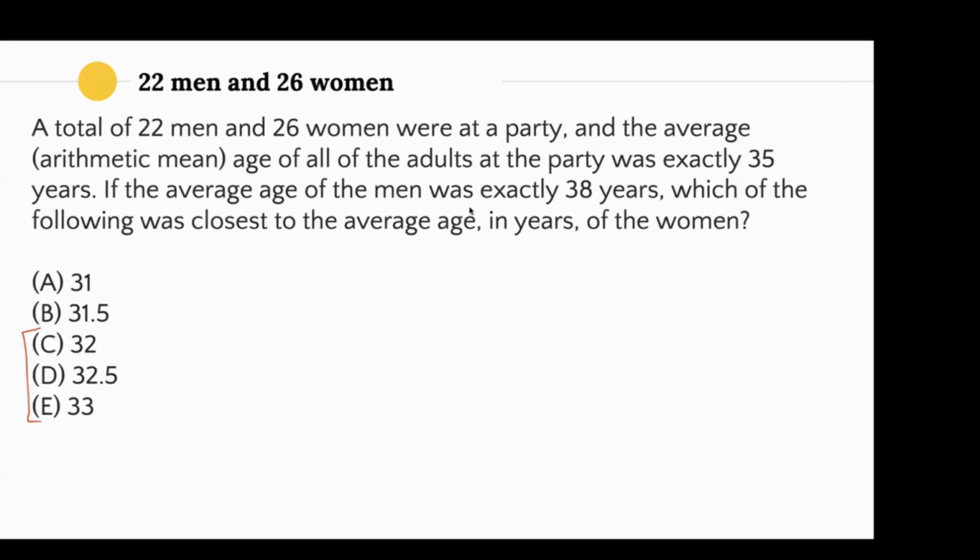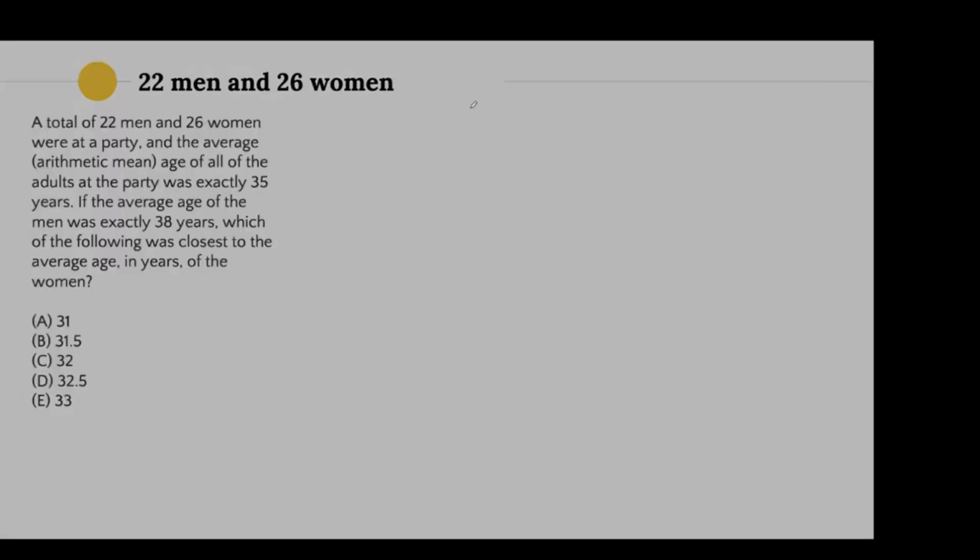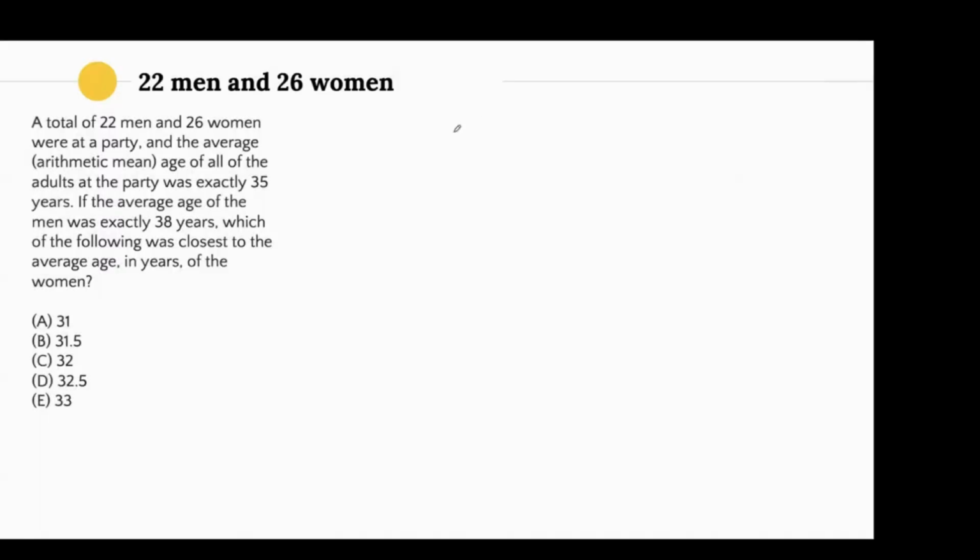And Abhinav, how did you go about it? So Anish, the average was 35, right? Which was a 3 in excess. If you see the average of men, which is 38, which is 3 more than the overall mean. So that 3 has to be distributed between the 26 women, which is an excess of I think 2.5. Nice. So you applied this in the morning also? Yes, correct. Okay.